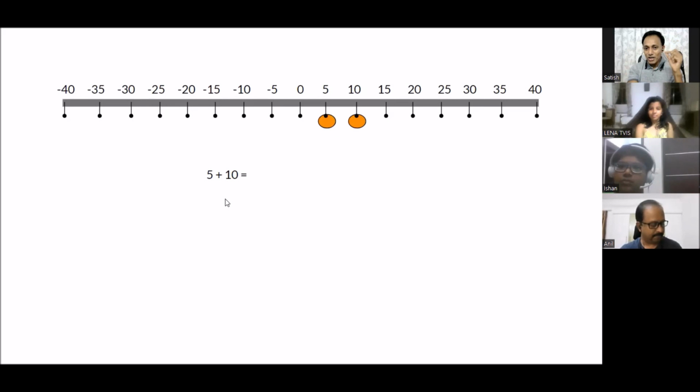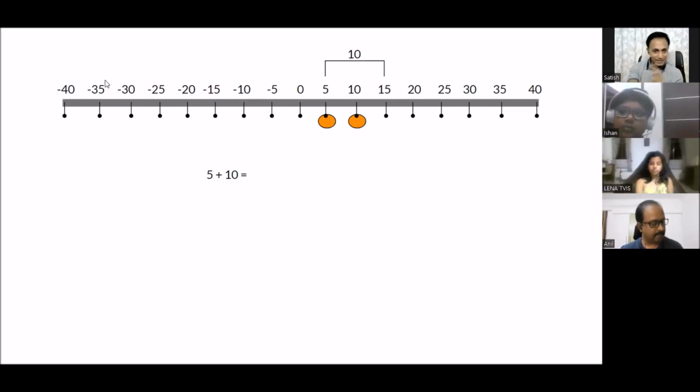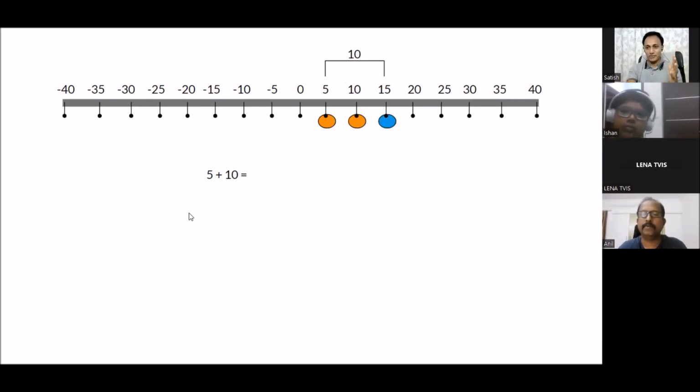So you have 5. With that 5, you are adding 10. When you add 10, you saw it is increasing. In this number line, this direction is increasing. Here it is decreasing, right? In this direction, it is decreasing. So now when you do 5 plus 10 like this, you get 15.